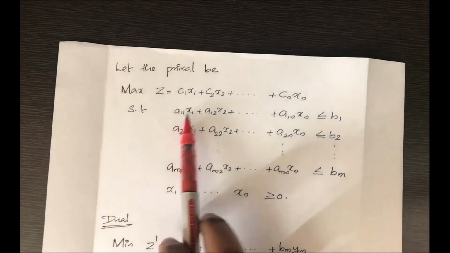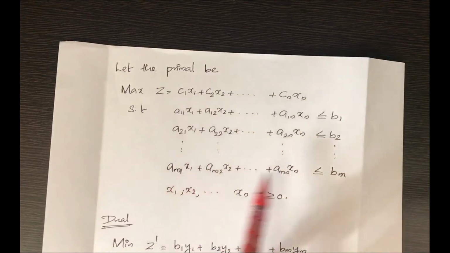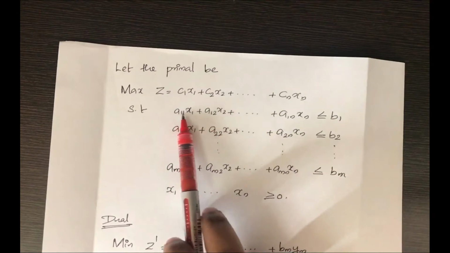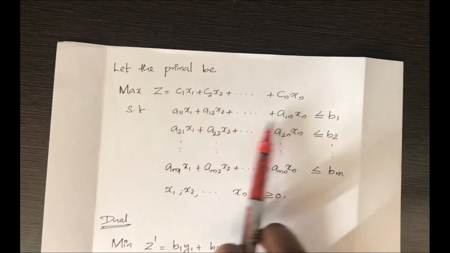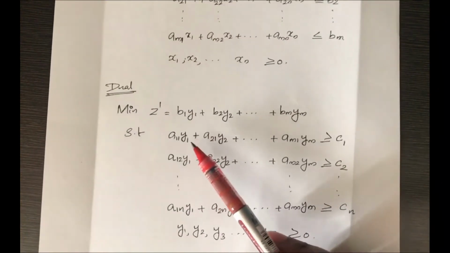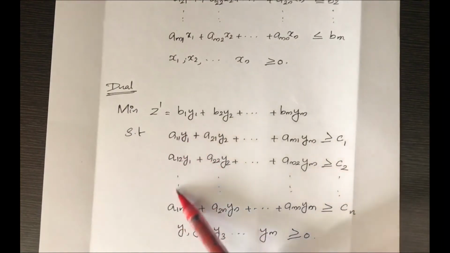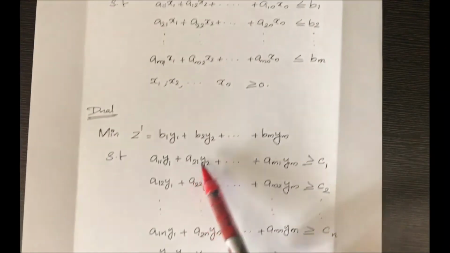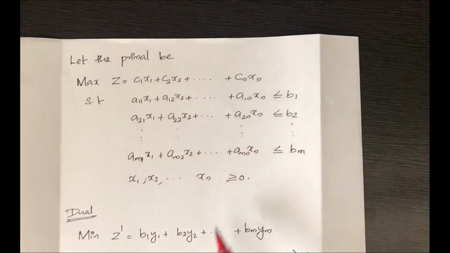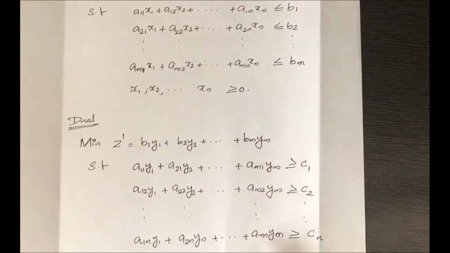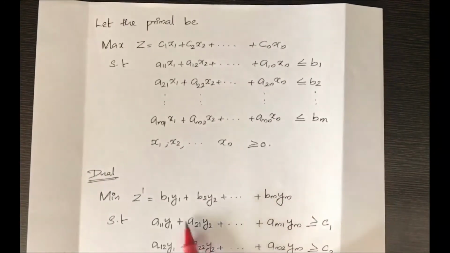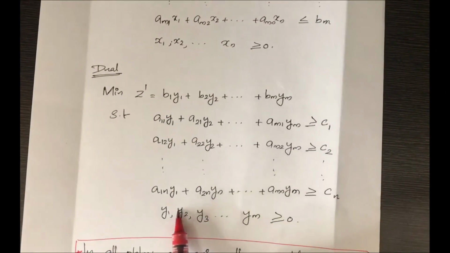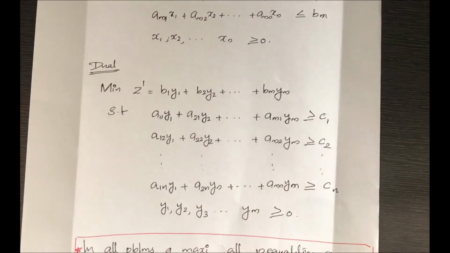Then the transpose of this body matrix is used. That is, A11, A12, etc. is the first row, and we write it as the first column in the transpose. Similarly, the second row becomes the second column, the third row becomes the third column, and the last row becomes the last column. Instead of x1, x2, etc., a new set of variables comes in, y1, y2, etc., and there is also a non-negativity constraint.